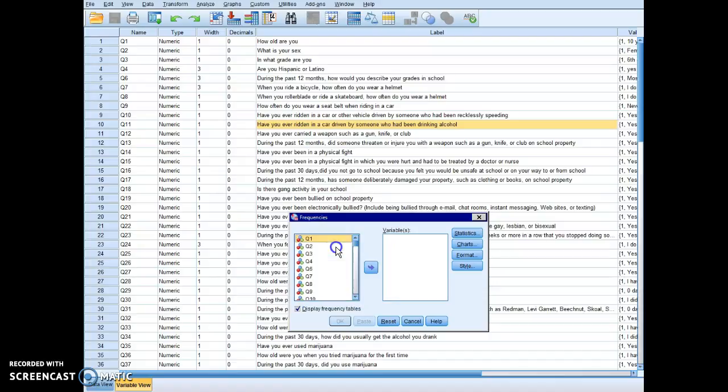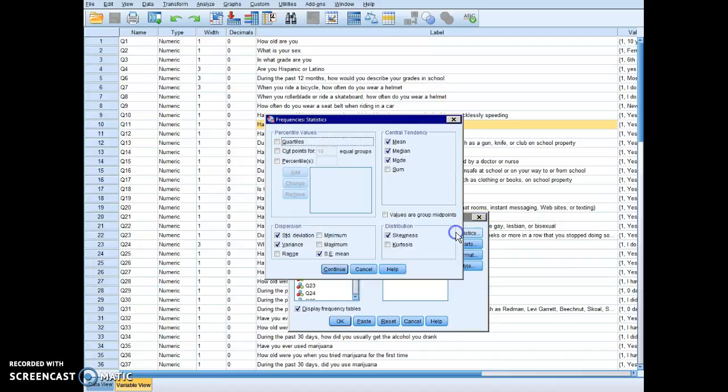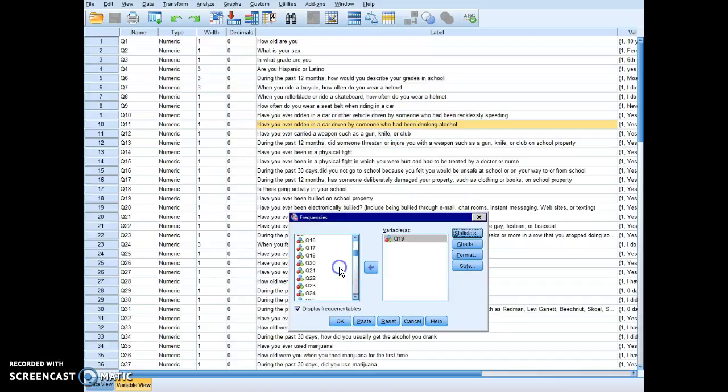I will pick variable names because I know the question that I'm looking at, which is number 19. Have you ever been bullied on school property? So I'm just going to scroll down, click question 19, and then move it under variables. I will also go to statistics and check mean, median, and mode for the central tendencies, and hit continue.